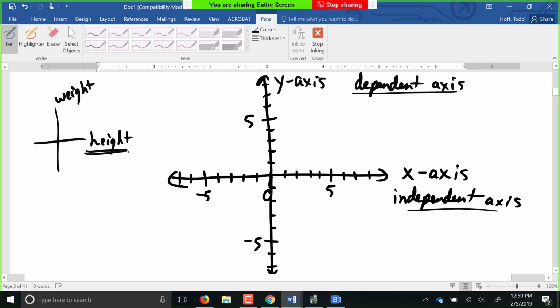So the height is the independent axis. It can change on its own. The weight is the dependent axis, even though it can still change on its own, but some of its change is determined by the other variable, by the height.